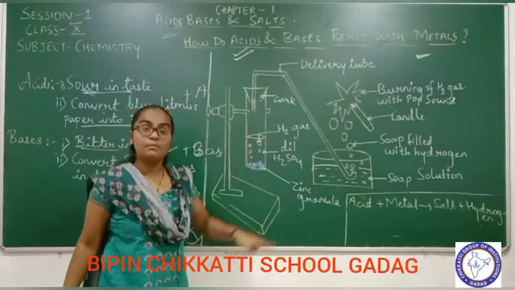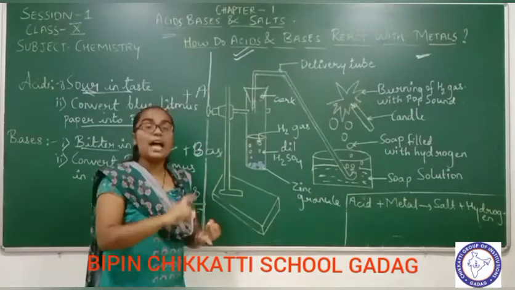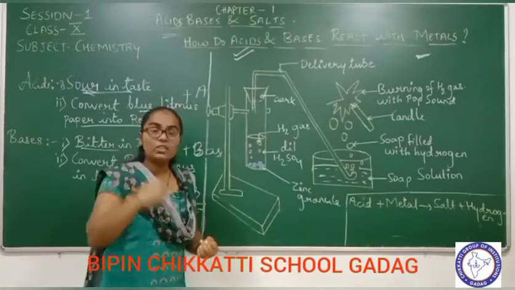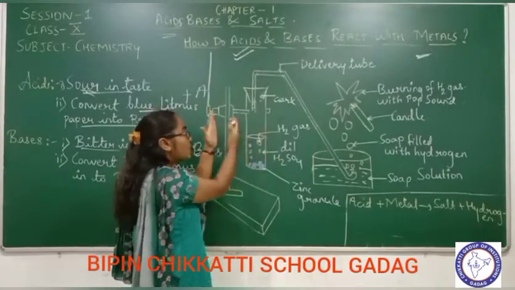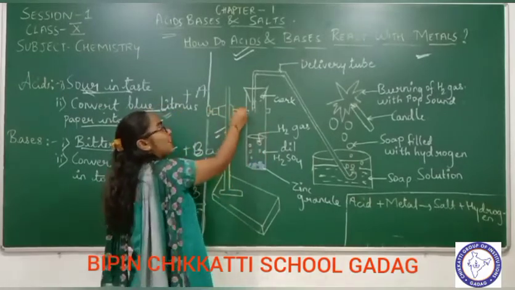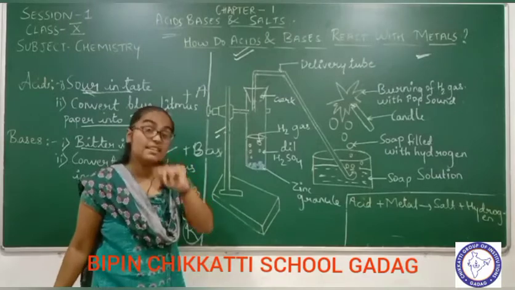So this assembly, which is called a test tube, and the inverted tube fitted with the cork has been fixed with the stand with the help of a clamp, right? So this is the assembly, right?